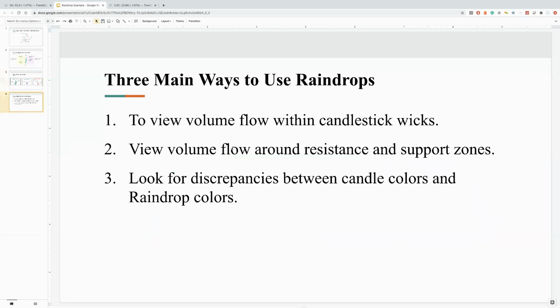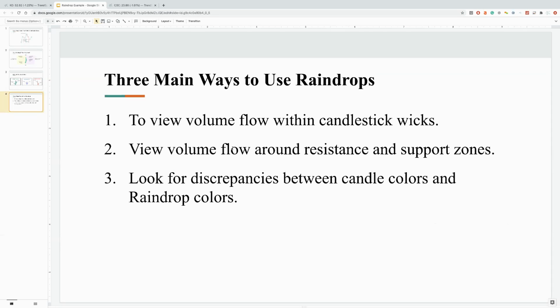And the best way to use these, at least from my research and my perspective, is 3 different ways. 1, you can view the volume flow within a candlestick wick. Let's say you've got a candle that has this huge wick. You want to know what's going on within that wick. Why did the volume pull back? Why did the price pull back and close much lower or much higher, whatever the case is, whatever type of candle you're looking at. So with the raindrop, what I like to do is compare these side by side to see what's going on in the candle versus the raindrop.